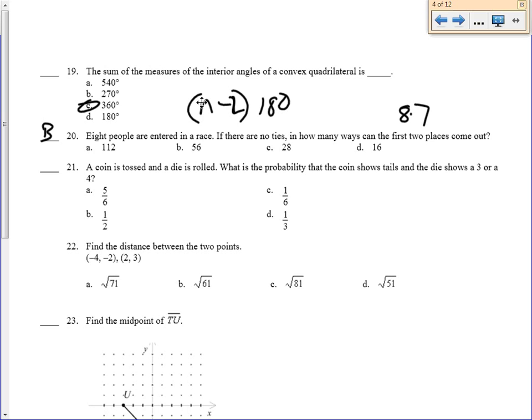Anybody? All right, that's 11 through 20. I'm going to stop it right here. I'll post it on the web. I'll show you where I'm going to post it on the website, and then we'll pick back up.